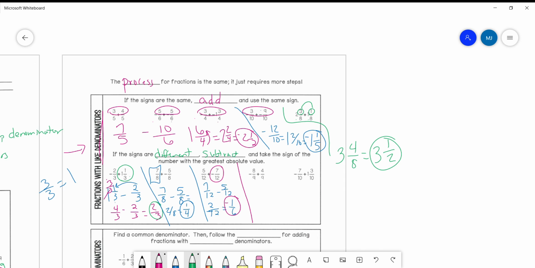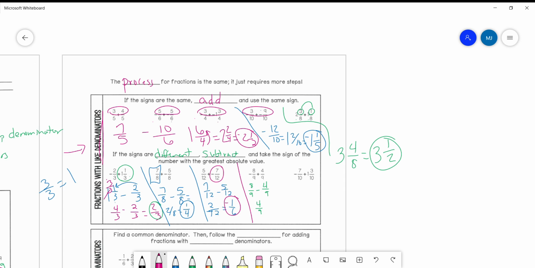Next one. We have negative 8/9 plus a positive 4/9. The signs are different. One is negative, one is positive, so we need to find the difference. 8/9 has a greater absolute value, so it comes first, minus the 4/9. 8 minus 4 is 4.